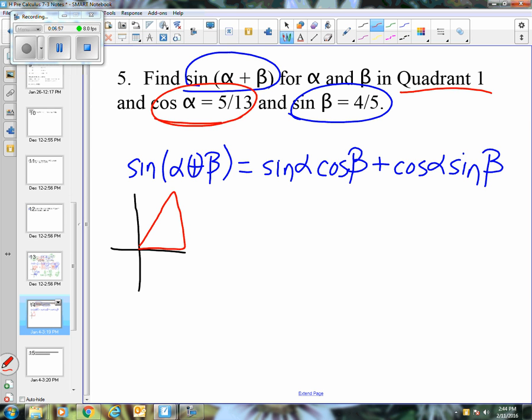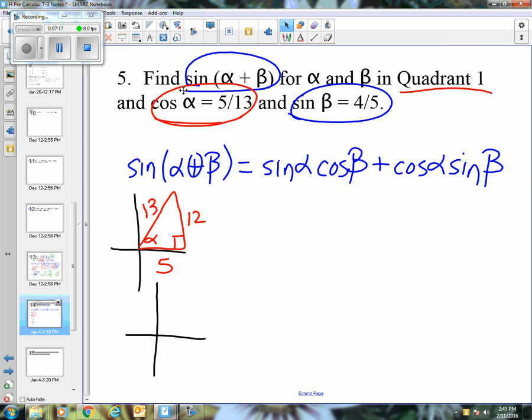So let's do the alpha triangle here. They said cosine was 5/13, so adjacent and hypotenuse. That means my third side would be 12. So do the Pythagorean theorem. 169 minus 25, that's 144. Square root of 144 is 12. Some of you might remember the 5, 12, 13 triangle.